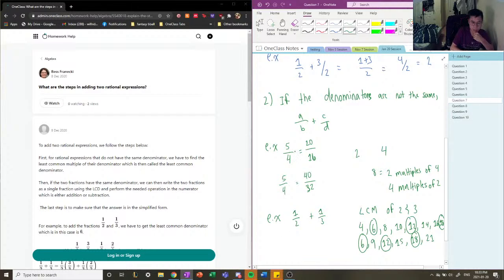So like I said, in converting our rational expressions to other equivalent expressions, we have to multiply our numerator and denominator by the same factor.